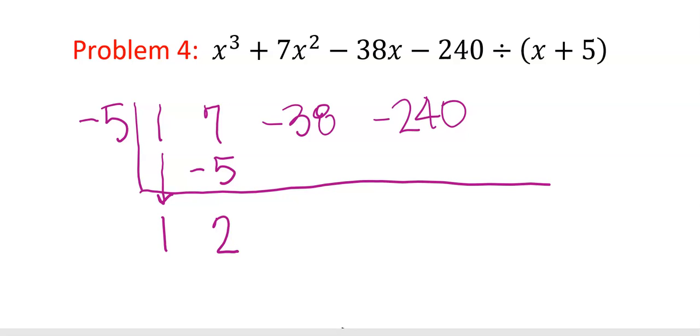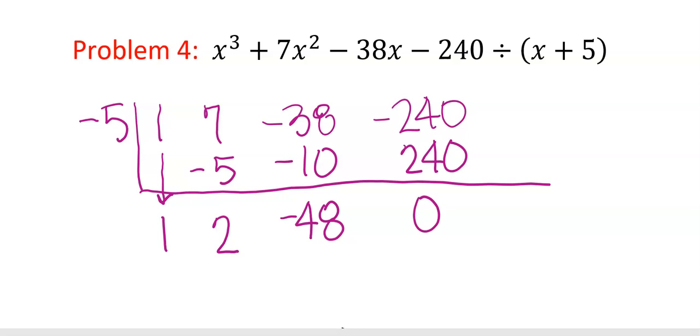And then we do it again. What is negative 5 times 2? We put it under the next one, which is under the negative 38. Then we add them. And like I said, you can get some big numbers here. I don't know what this one is, so I'm going to grab my calculator. Negative 5 times negative 48. 240, and we get positive 240. And then we add.